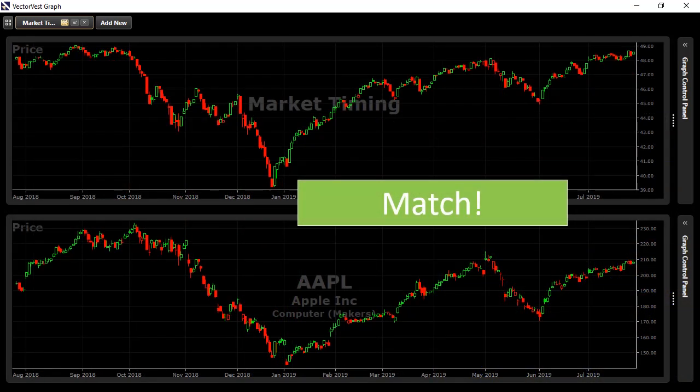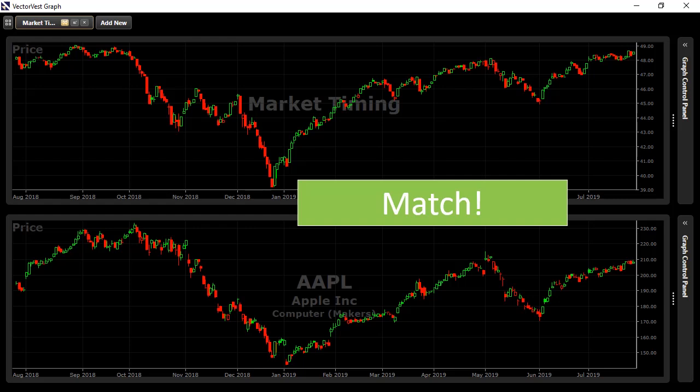Here's a look at what it means to match. At the top, you see the overall market, and at the bottom, you see a stock. Notice how the stock follows the trends of the market. When the market is trending down, the stock you select should also be trending down. When the market's trending up, the stock you select should also be trending up.